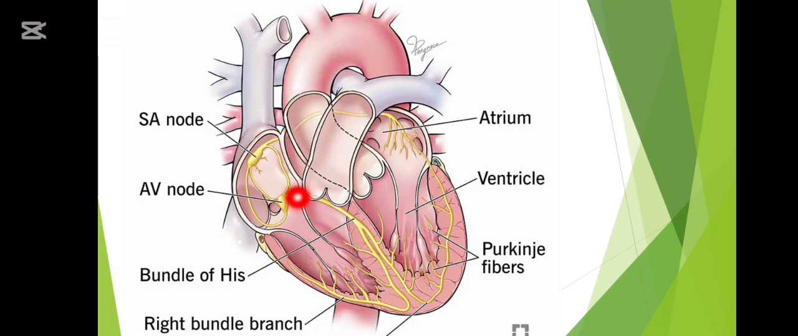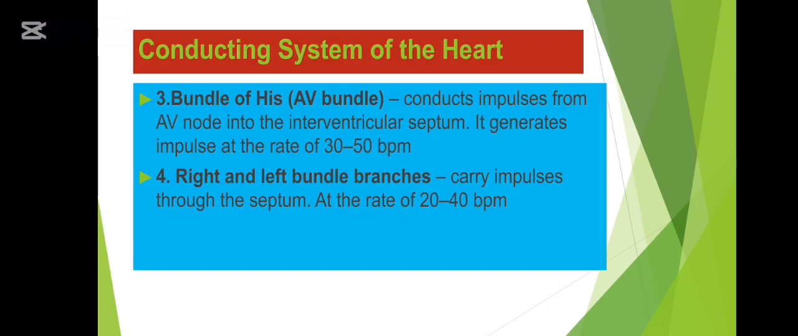So we are talking about this strand from the AV node to here, before this bifurcation. So we want to look at this strand from here up to here. It's called what? It's called the bundle of His. So what about the bundle of His? The bundle of His conducts impulses from the AV node to the interventricular septum.